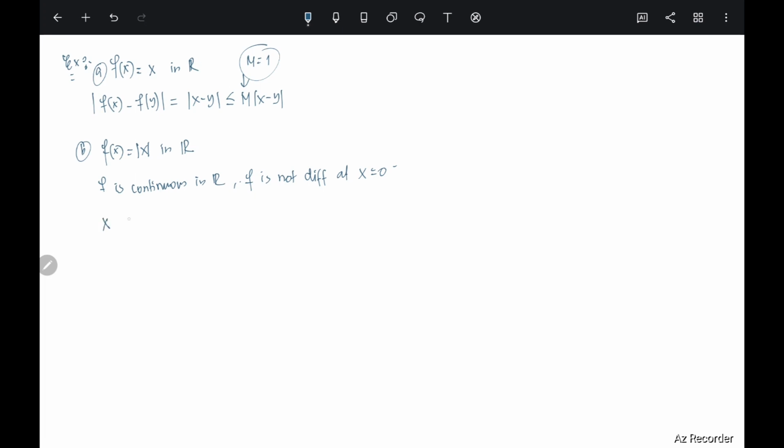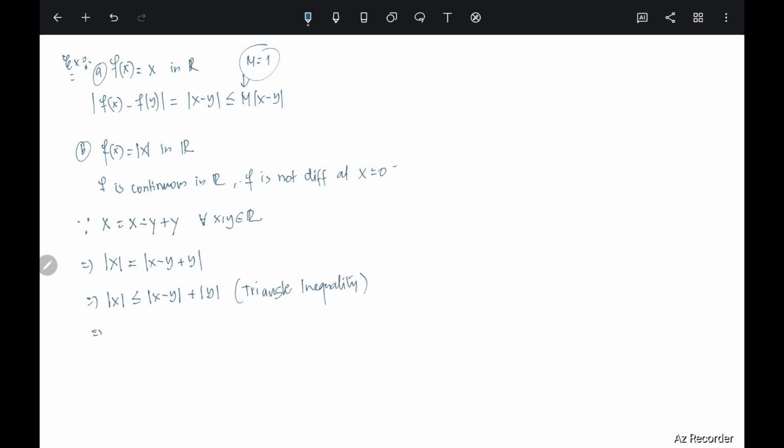See, x can be written as x minus y plus y, right? This we can do. This holds for all x, y in R. Then you see mod x is always less than or equal to mod of x minus y plus y. Yeah, okay, so I can take the modulus on both sides. This is the modulus function, right? So you see, mod x is less than or equal to mod of x minus y plus mod y, right? So this is the triangle inequality. Of course, the triangle inequality holds in R.